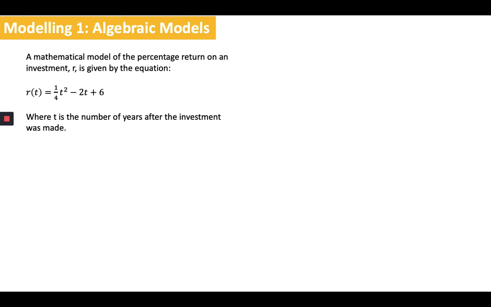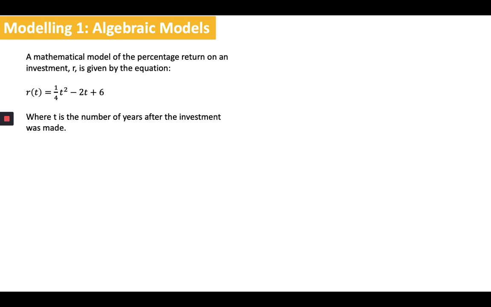Let's say we have a mathematical model of a percentage return on an investment, which is given by R, and it's given by the equation R of t equals a quarter t squared minus 2t plus 6. Now, we've used function notation here, R of t, particularly so it shows us the interaction between these two variables. I've got a percentage return on investment, which is given by R. Now, R is dependent upon t, where t is the number of years after the investment was made.